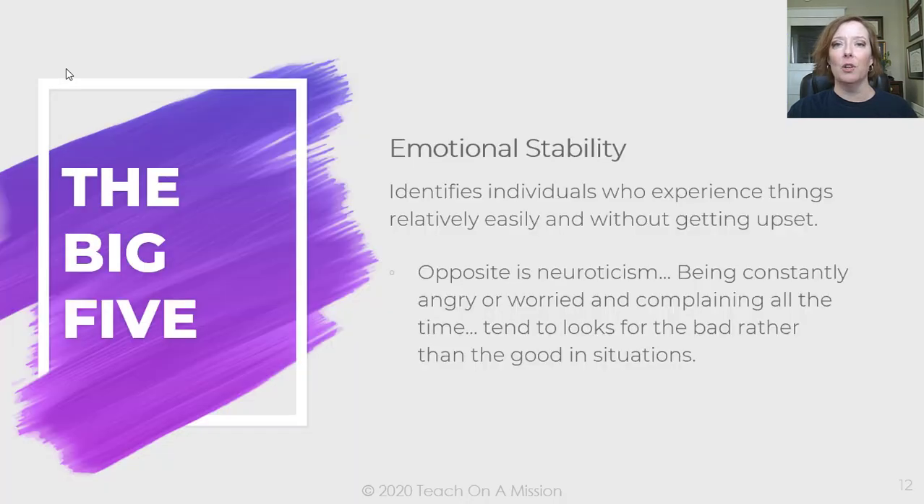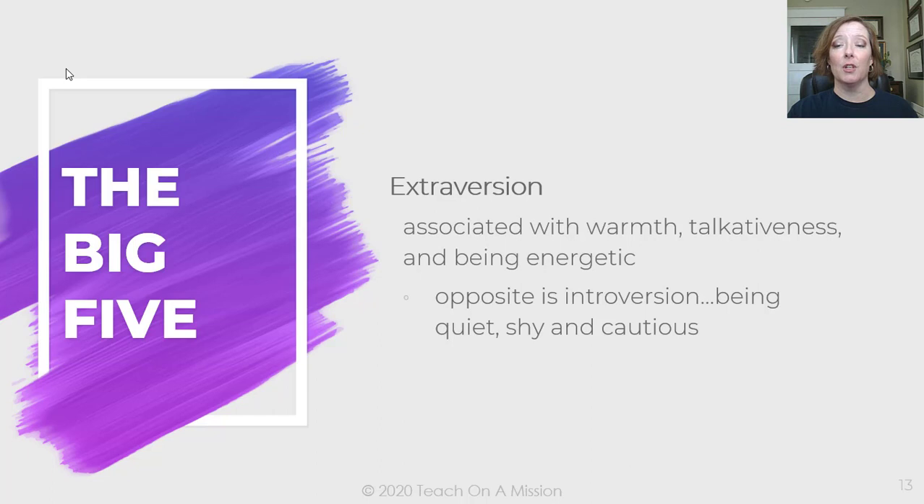We have emotional stability. You will notice that some of these traits are borrowed directly from previous trait theorists. Emotional stability identifies individuals who experience things relatively easily and without getting upset. The opposite is neuroticism. This is being constantly angry or worried and complaining all the time. This person tends to look for the bad rather than the good in situations. Extroversion, which is associated with warmth, talkativeness, and being energetic. The opposite is introversion, being quiet, shy, and cautious.